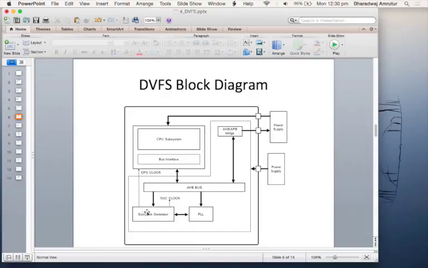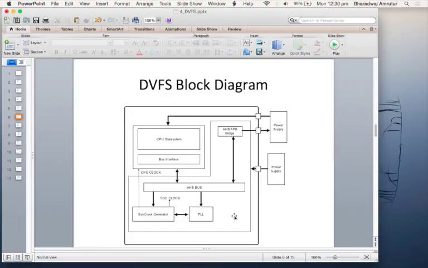Okay, so there are two clocks. One is a clock to the CPU. There is another clock to the bus. And presumably there is some intelligence running, which is not shown explicitly somewhere, which is telling it to now reduce the frequency and the voltage, or now increase the frequency and the voltage. That is not being shown here, but there is something which is running there.